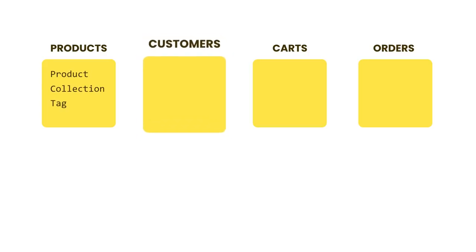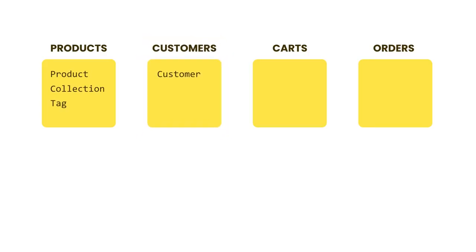Then we're going to have the customers app for managing customers. We're going to have the shopping cart app for adding the shopping cart functionality, and the orders app for adding the ordering functionality. Not bad, right? Well, this is actually a poor way of breaking down this project for a number of reasons.